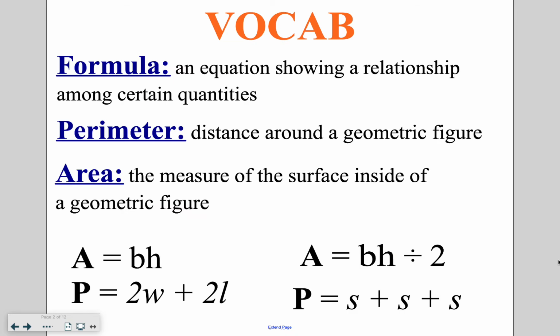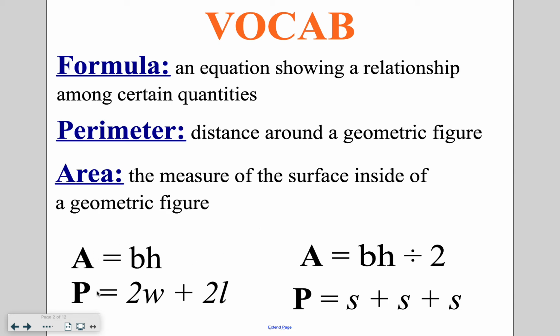Today we will be discussing some different formulas that show the relationship between quantities. So a formula is a specific pattern that we can use to calculate certain quantities that we want. Two of these, for example, are area and perimeter. Perimeter is the distance around a certain geometric figure, so going around the outside, and the area is the measurement of the inside space of that geometric figure.